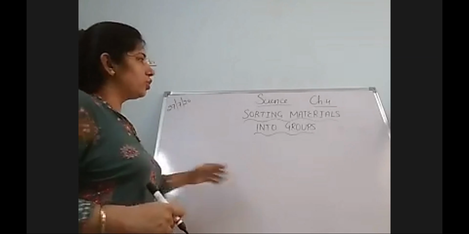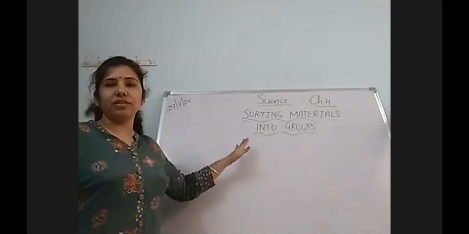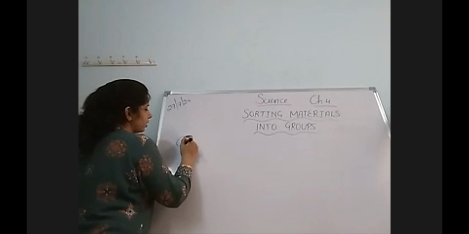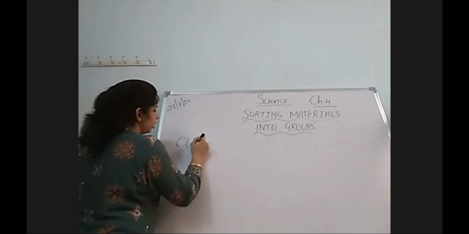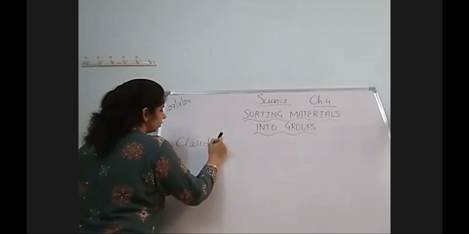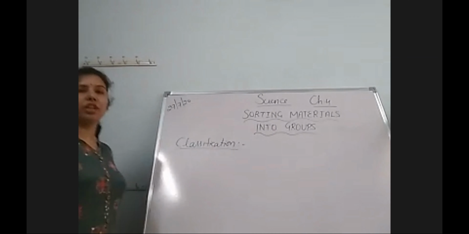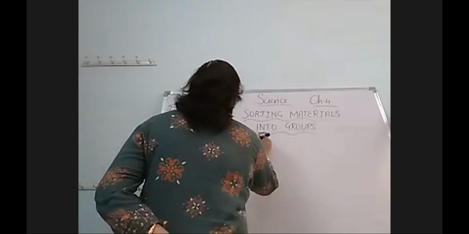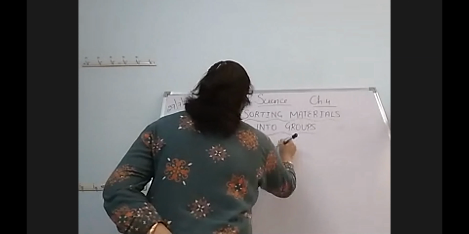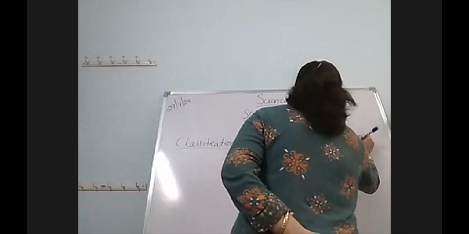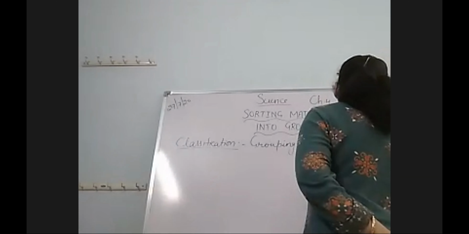Sorting the materials into groups. Okay, so here we are classifying the materials. First of all, what is classification? Let's write down the definition of classification. What I told you, classification is grouping of different objects.